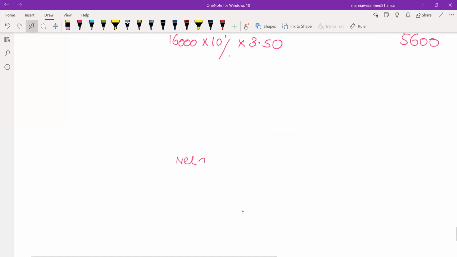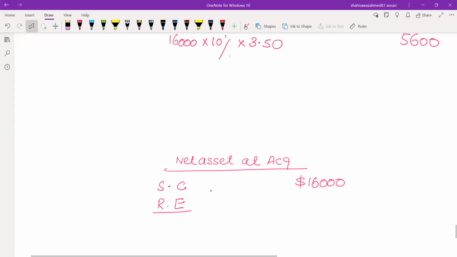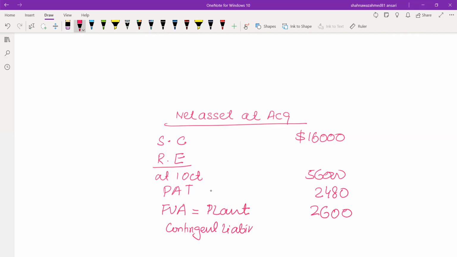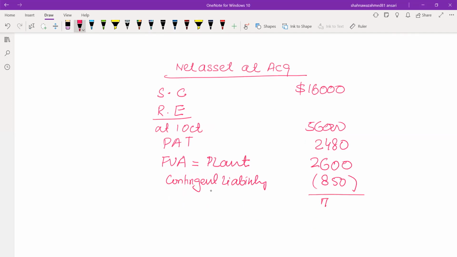Net assets at acquisition. So we have share capital, and that is 16,000. We have retained earnings at 1st October, this is 56,000. 3 months profit after tax, which we have already calculated above, 2480. We have FVA related to the plant, fair value adjustment 2600, and a contingent liability. As it is a liability, it's a negative figure, and this is 850. So this is my net asset figure, that is 76,230. This is my net asset at acquisition.